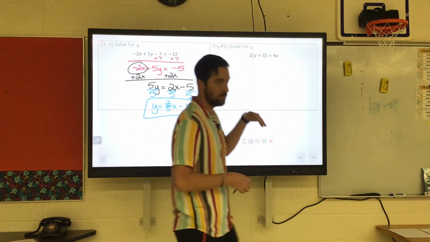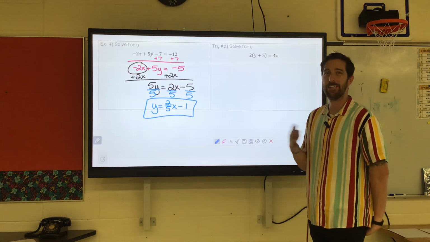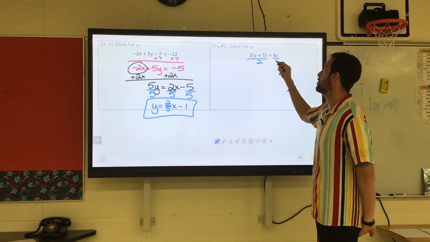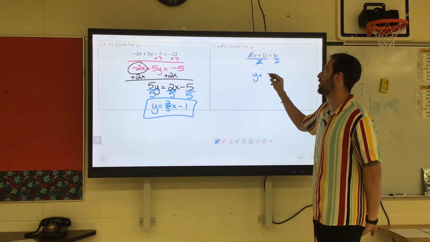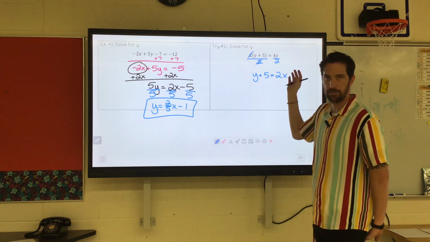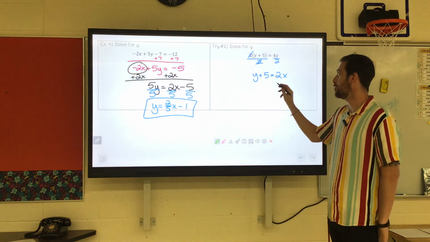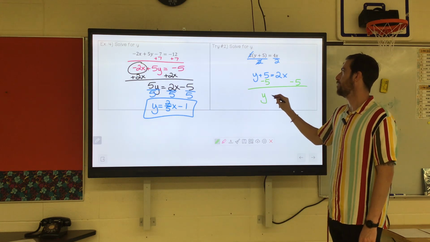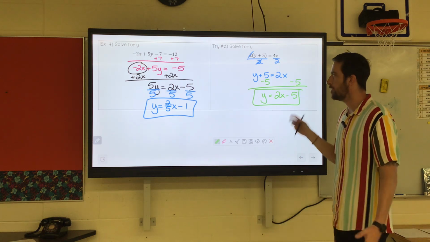You could distribute the 2 now, but here's where I think it's actually nice to go ahead and cancel that out. When you distribute, you're multiplying. So here we could just divide both sides by 2, and that'll cancel out the 2 in front. So it would just be y plus 5 equals 2x. Now this would still work out if you distributed, that'd be fine. But now I could just get y by itself by subtracting the 5. And that would give us y equals 2x minus 5. That would be our final answer.